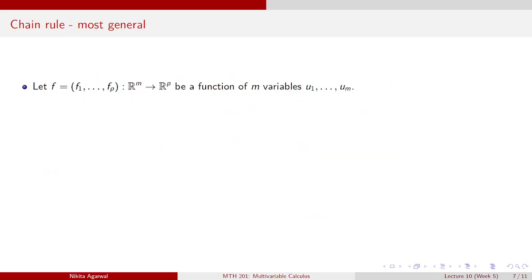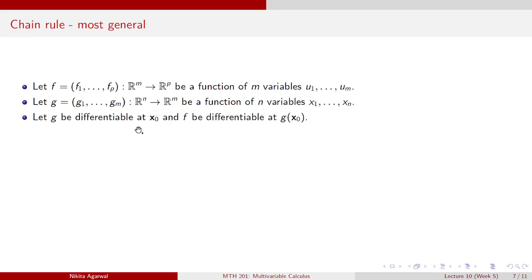Now let us look at chain rule in the most general setting. Let f be a function from R^m to R^p, so it has p components. Suppose the components are f1 through fp and the variables are u1 through um. And suppose g is a function from R^n to R^m, so there are m components g1 through gm, and the n variables on which it is defined are x1 to xn.